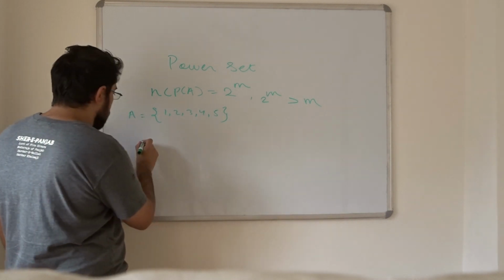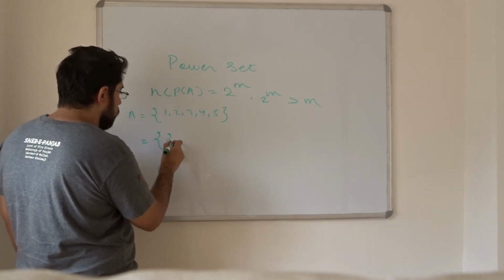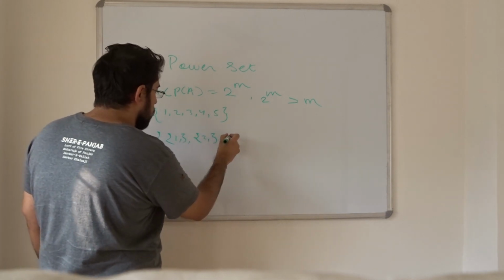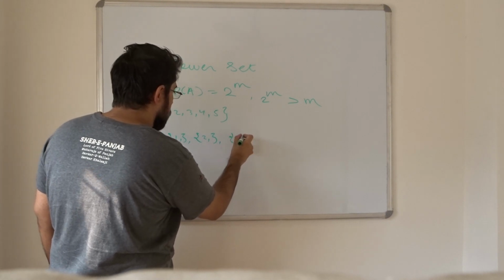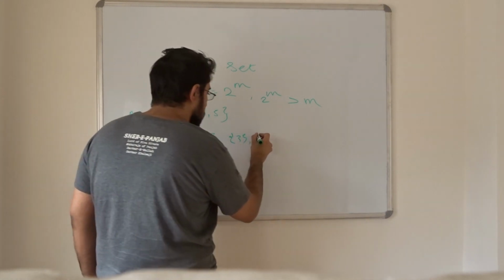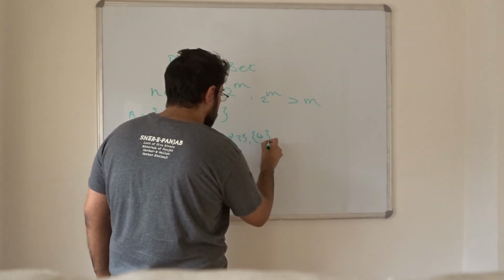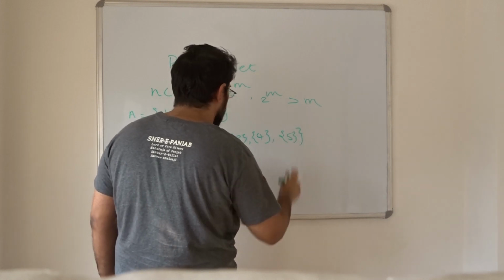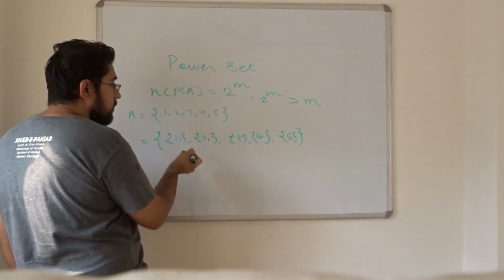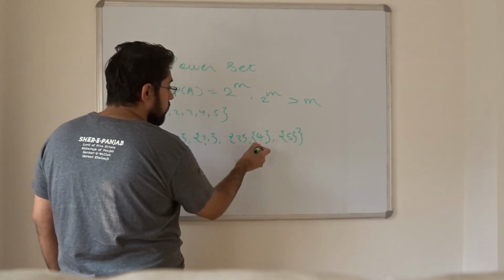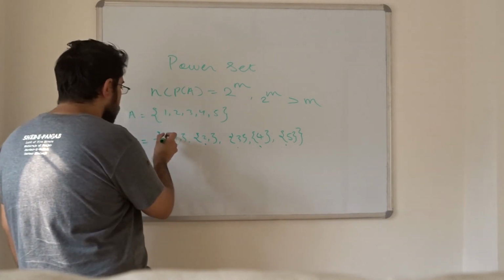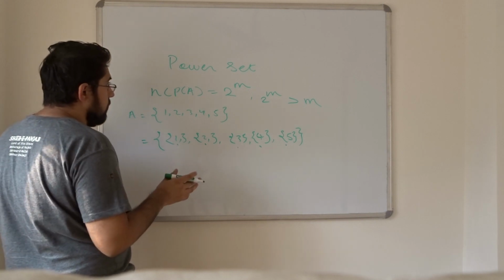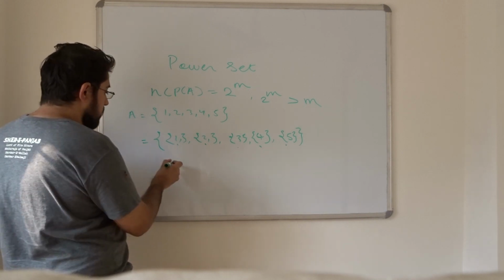So basically this is what happens. You'll have 1, you'll have 2, you'll have 3, you'll have 4, and then you'll have 5. So you'll have 1, 2, 3, 4, 5, and then you'll have 6 because it's in 1. So the total number of power sets that you will have will be 6.